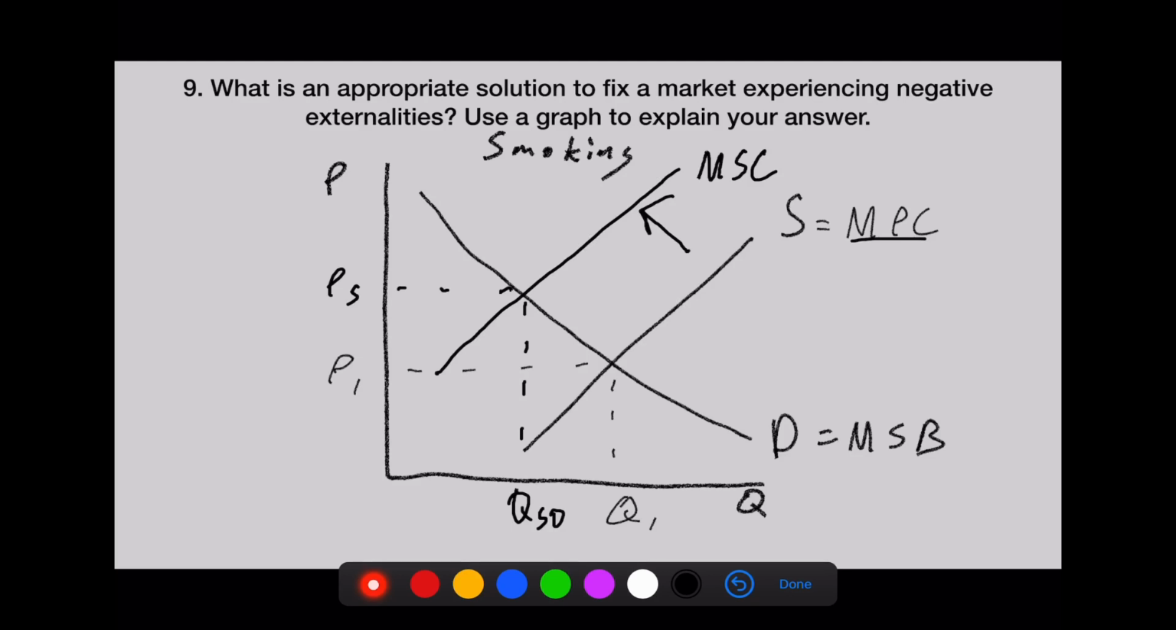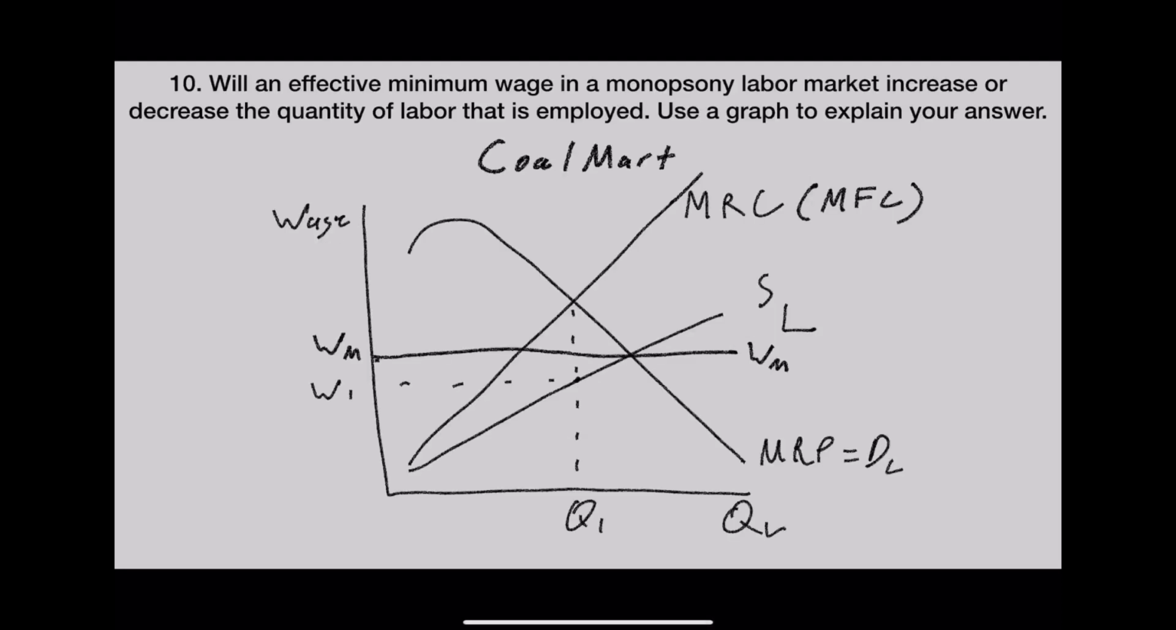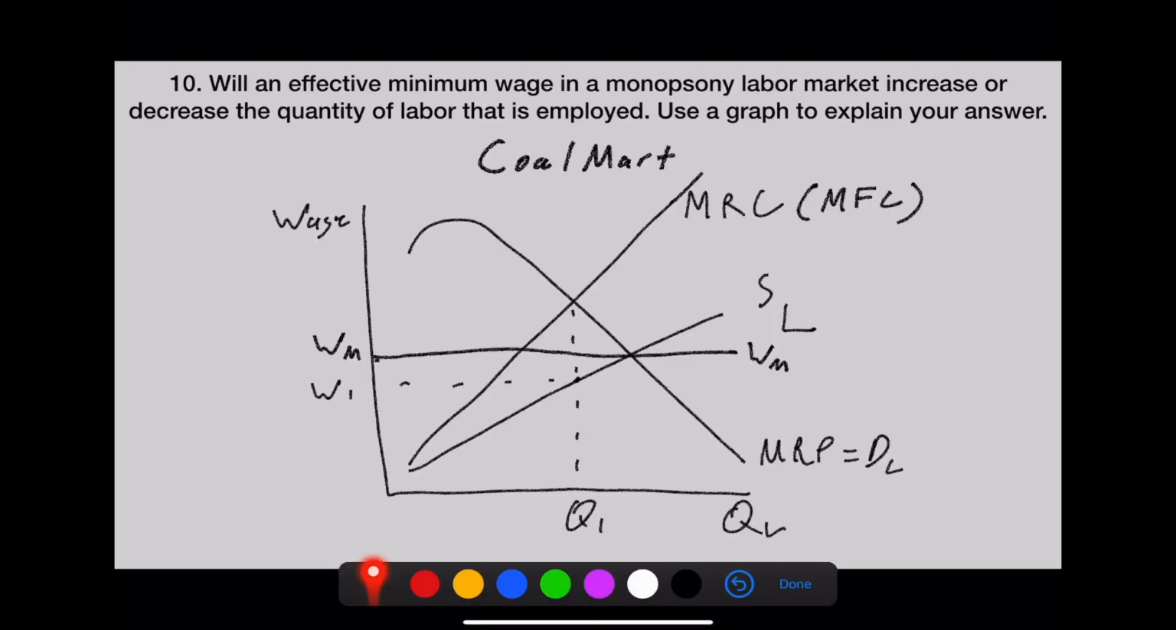Cool. Next question. All right, number 10 has a monopsony graph in it, maybe the toughest graph in all of micro. Pause it, give it a shot. Okay, let's go through this. So, things to notice on your monopsony graph. MRC, or MFC, it's the same thing, does not equal the supply of labor. It's above it. That means they can pay people less money and they're going to hire fewer workers.